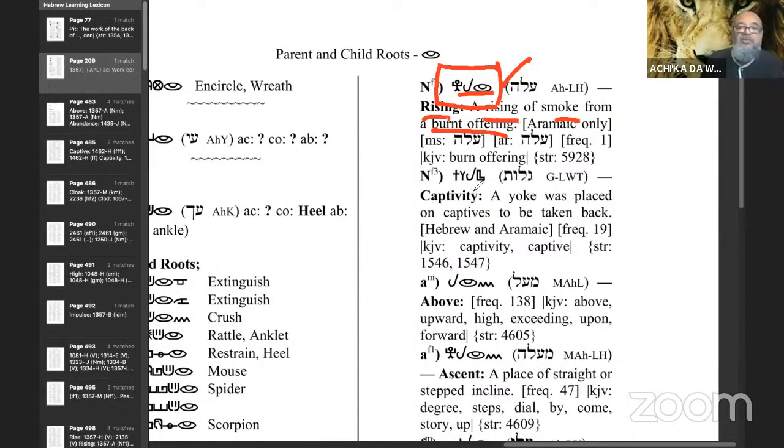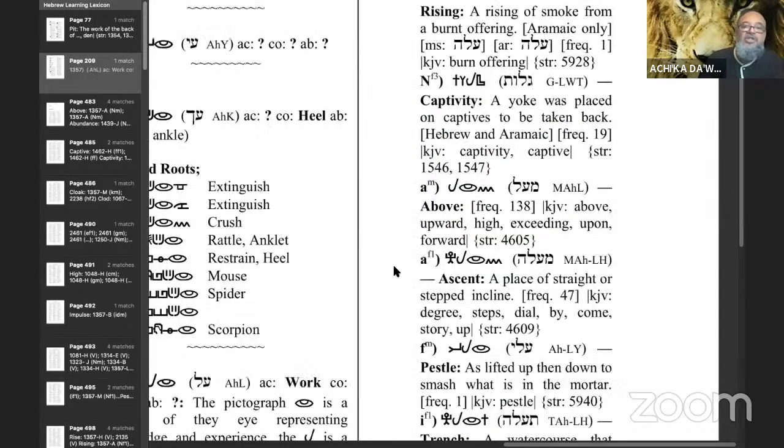Here you go. You got a gimel in front of this, meaning captivity. Why? A yoke was placed on the captives to be taken back. That's where your word captivity, galut, comes from. And here's ma'al. See? And they got all different types of words, to assent, and all these different words that are used off of this parent. Okay? Just trying to show you the range.